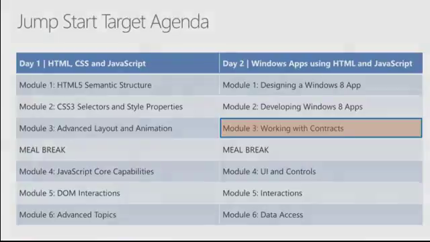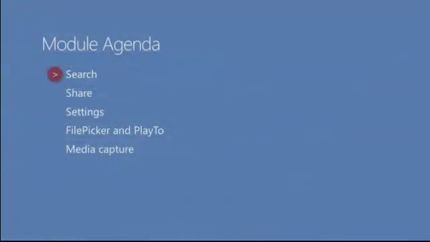I'll show you the agenda for contracts. We're going to look at the search contract, the share contract, settings, and then I'm going to give you a little bit of an introduction to file picker and play to, but we can't take the time to really dive into those ones. And then I'm going to show you how to implement some features. They're not exactly contracts, but we're going to talk about media capture, how to use an interface called the Camera Capture UI that allows you to just use the camera capture capability to capture audio, video, and still images using the frameworks without having to implement all of that yourself.